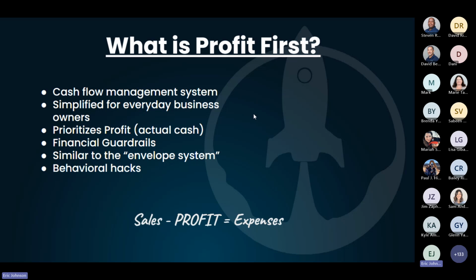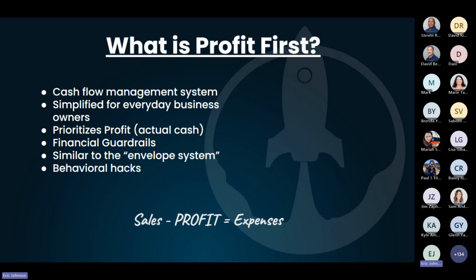So what is Profit First? Profit First is a cash flow management system. If you try to make Profit First align perfectly with accounting, you're going to find yourself really confused. This system is developed to be a simplified system so that everyday business owners can manage their cash flow better.